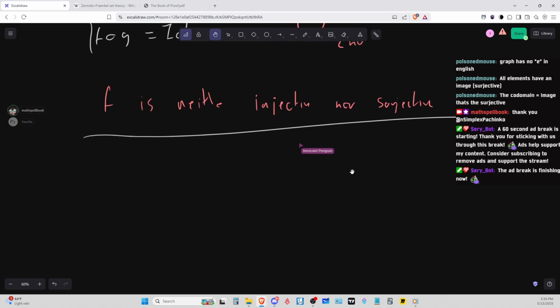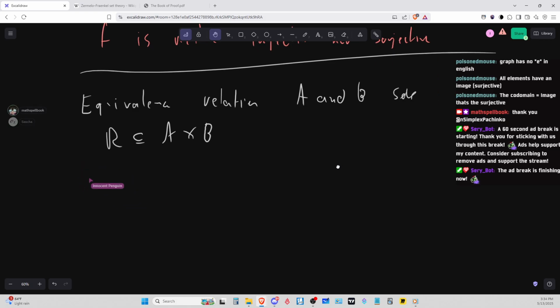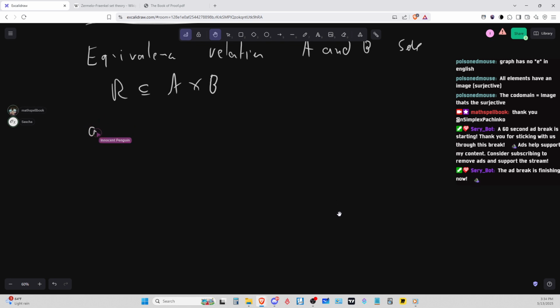All right. So what's next? What's next is the equivalence relation. So again, A and B are sets. A relation R on A times B is called an equivalence relation. I will use the notation we used before: A is related to B if we have the following properties.